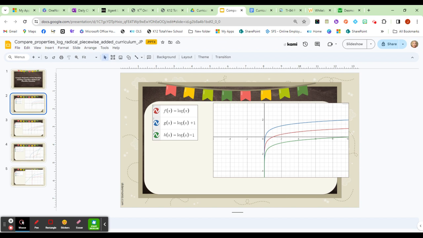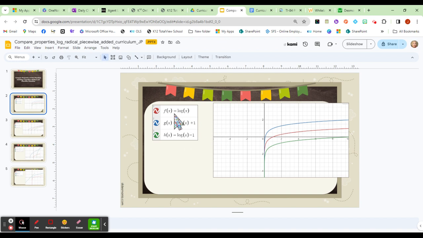All right. Now let's compare the red graph and the green graph. We could say the red graph and the green graph have the same shapes. They both bend towards the y-axis, which is the vertical asymptote, but don't touch it. We could say the green graph is lower than the red graph. We could say the red graph is higher than the green graph. Lots of different things that we can say.